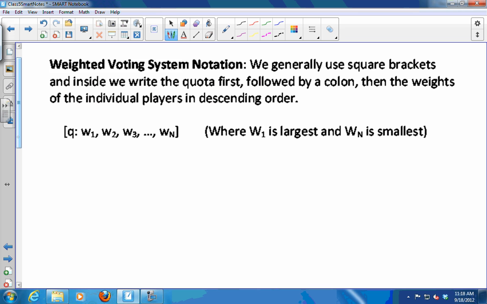Okay, so this is our notation for a weighted voting system. It's just a way of taking a long paragraph description of voting power and condensing it down into one short little thing that looks like this. We always use the square brackets. The first thing we put in is the quota, Q, how many votes it takes to pass the motion. And then you put in the weights of all the players from largest to smallest. The person with the most votes goes first, and the fewest votes gets put in last.